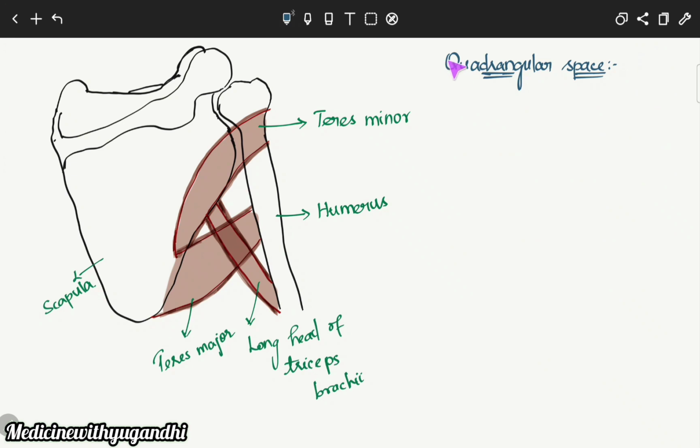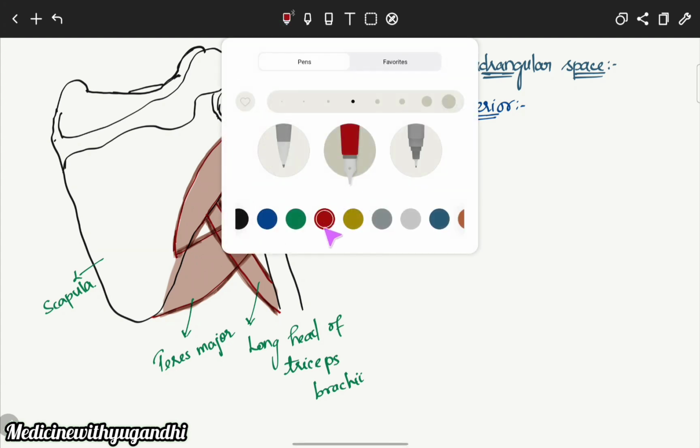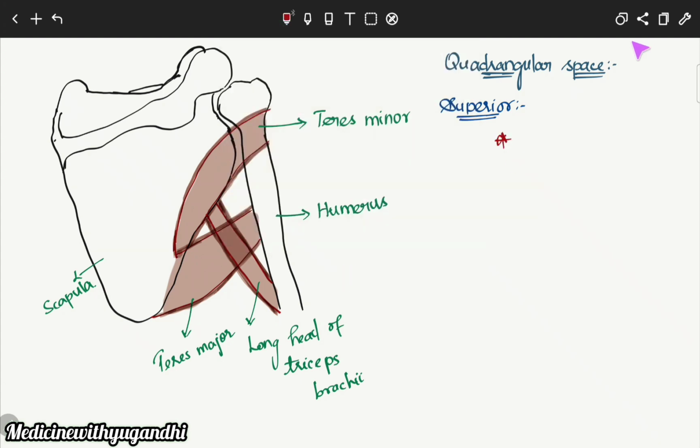Coming to the next space, that is the quadrangular space. Quadrangular in the sense it must have four boundaries. So let us see what all the boundaries present. The superior boundary, lateral boundary, inferior boundary and medial boundary. Superiorly and in front, the boundary is formed by the subscapularis muscle. See, this is the posterior view of the scapula. When you look from the anterior side, there will be a subscapular fossa within which arises the subscapularis muscle and it gets inserted into the intertubercular groove.